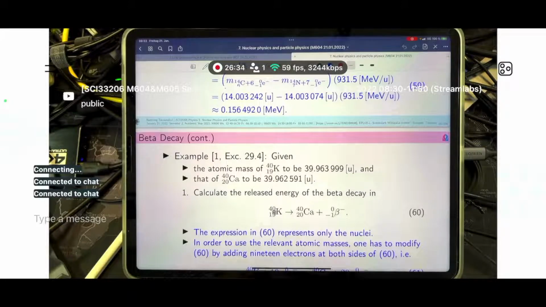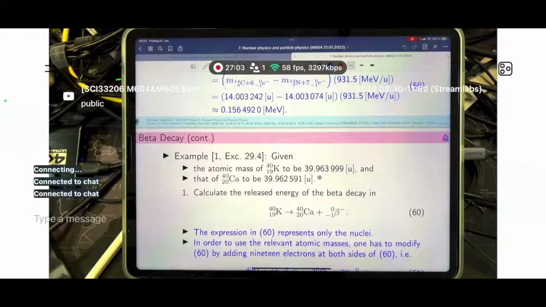Potassium 40 is an isotope of potassium, and the mass is not exactly 40, right? The atomic mass of potassium 40 is 39.9 and so on. It is very close to 40 actually, but this is the result from the actual measurement. We need to rely on it.